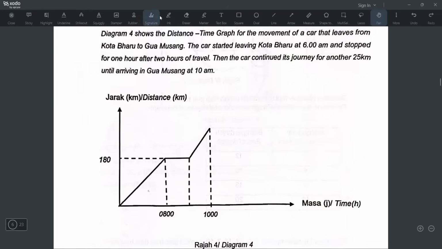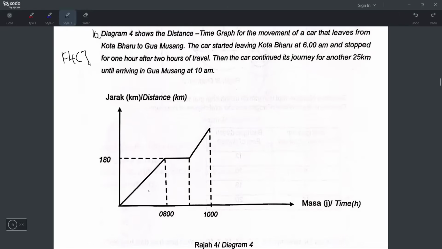Okay, number 10 is very clear already. Which chapter is it? The Form 4 chapter 7. It's called Graph of Motion, graf gerakan. Diagram 4 shows the distance-time graph, so it's a DTG. That's why the y-axis is distance, the x-axis is time, and the units are kilometers and hours. It shows the movement of a car that leaves from Kota Baru to Gua Musang.